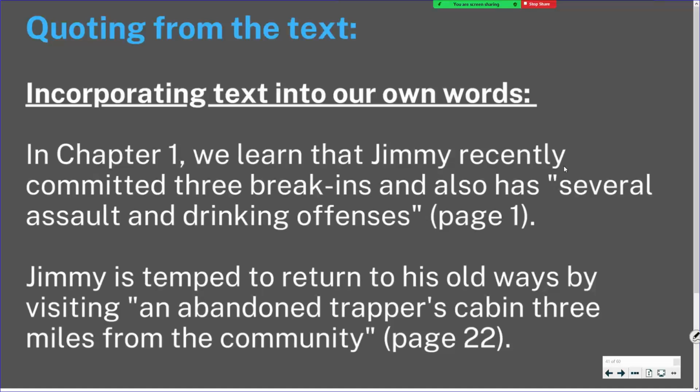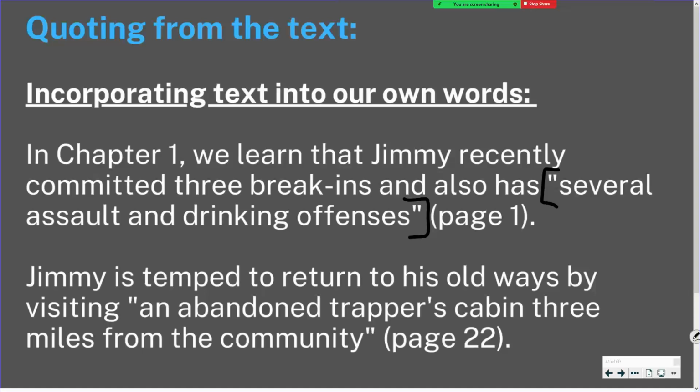I've incorporated, and when we incorporate, we include something. So I've included the text into my writing. But it's really important to have that quotation mark because that quotation mark is saying, these are not my words. These are from page 1.